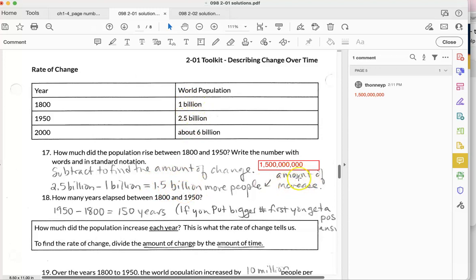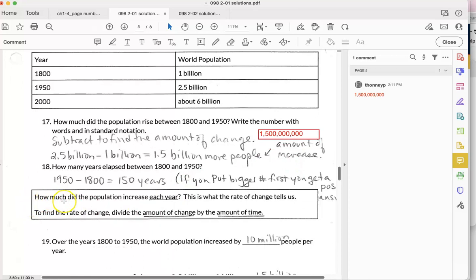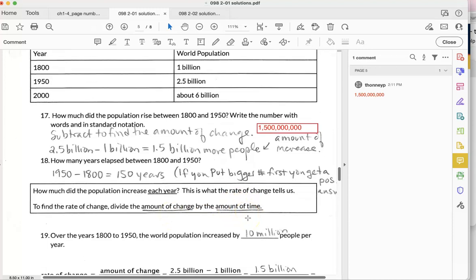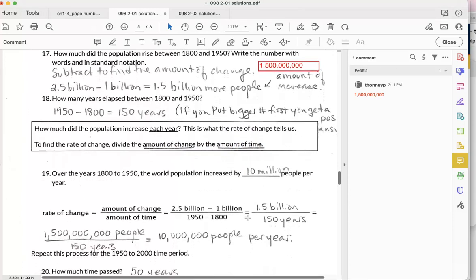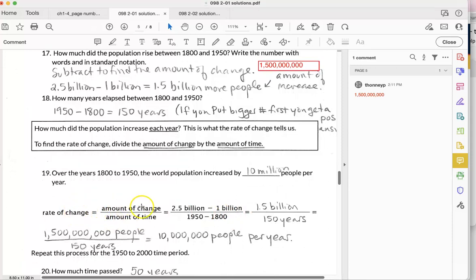But what we have is an amount of increase, and then we divide by the amount of time. So to answer this question, how much did the population increase each year? We take the amount of change in population, and then we divide by the amount of time. So here I show you the process again. Rate of change, amount of change over amount of time.